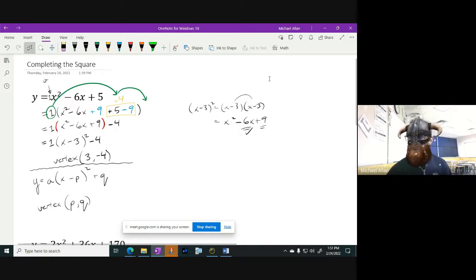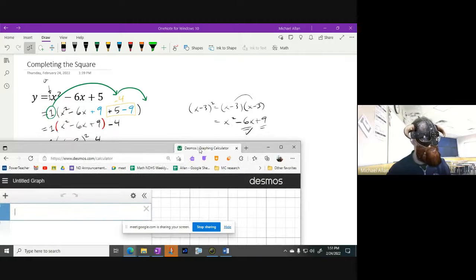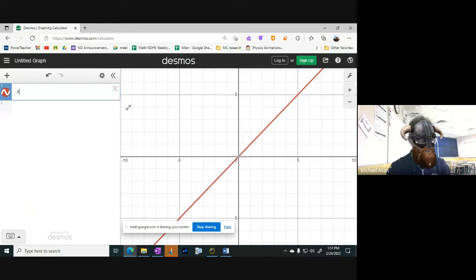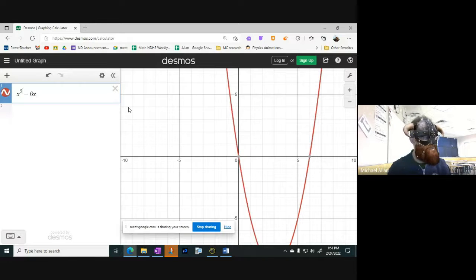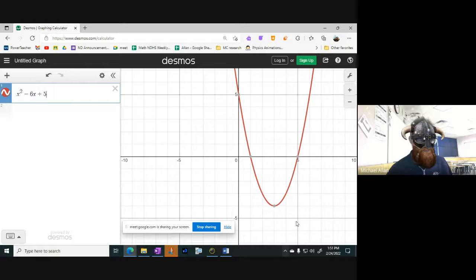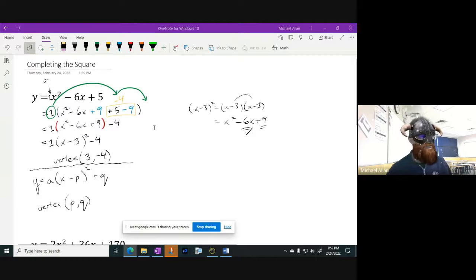If you want to, you can confirm it. I just pull up my Desmos graphing calculator. Everyone has different graphing calculators, so I'll just use the Desmos graphing calculator. Sorry, I'm just going to move it to the other side here. x squared minus 6x plus 5 has a vertex at (3, -4). Is that what we have? Yeah, (3, -4). So confirmed or verified. There you go. Put a little check mark on that.